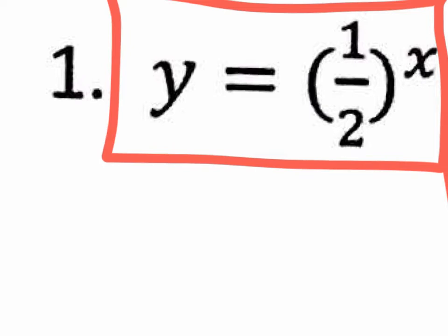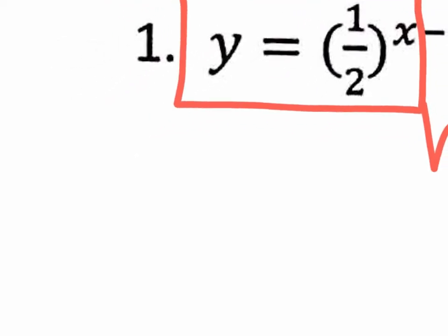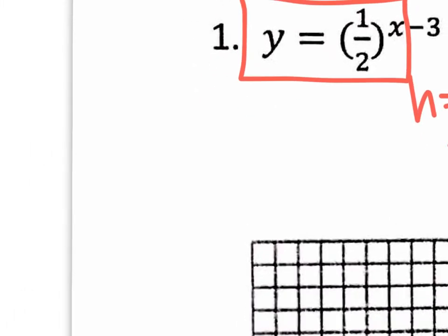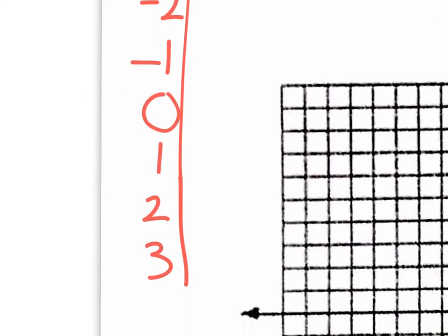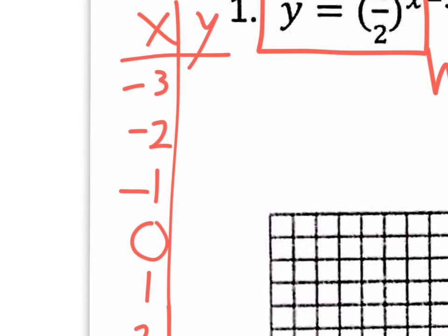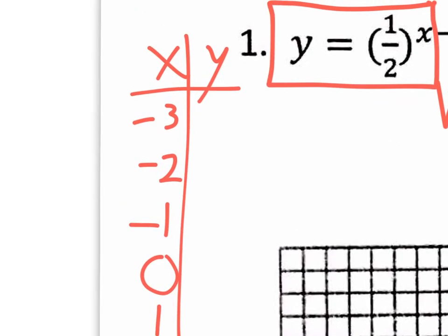So if I wanted to graph this, it's really easy. All I need to do is make an XY table. Let's plug in consecutive integer inputs: negative 3, negative 2, negative 1, 0, 1, 2, 3. What I like to do is simply plug in an easy input like 0. If you plug in 0, 1/2 to the 0 power, anything to the 0 power is 1. So one coordinate is 0, 1.